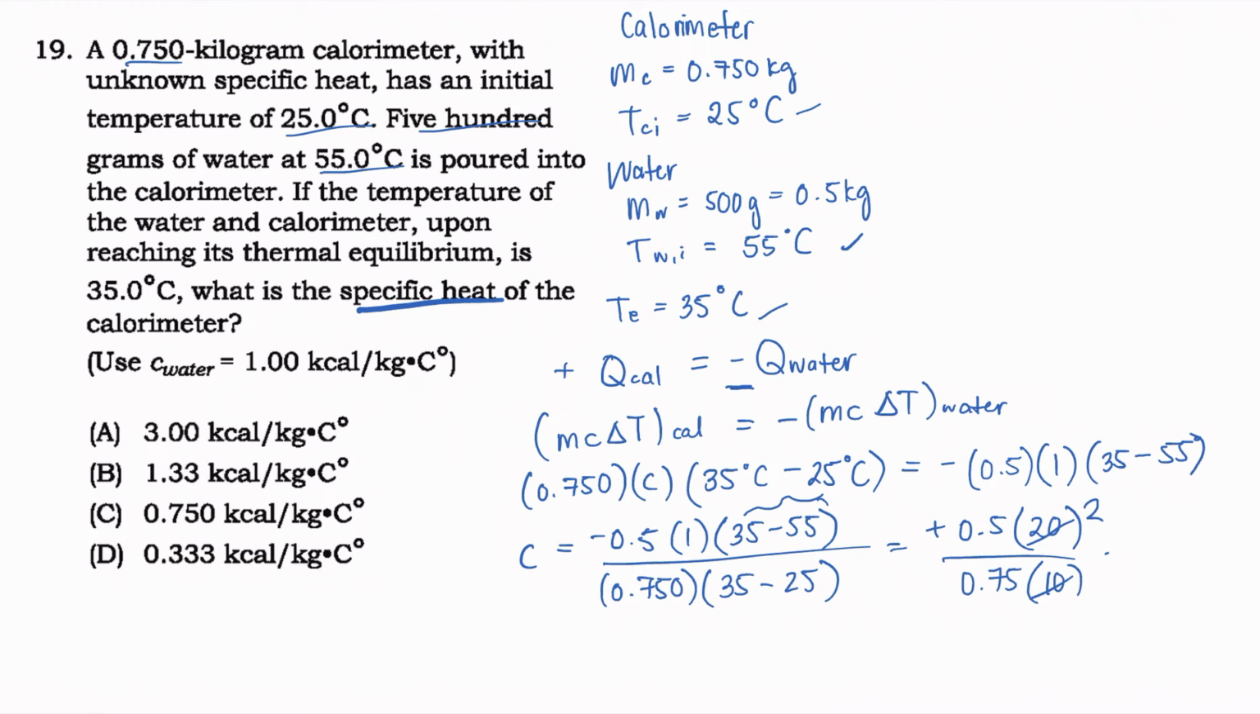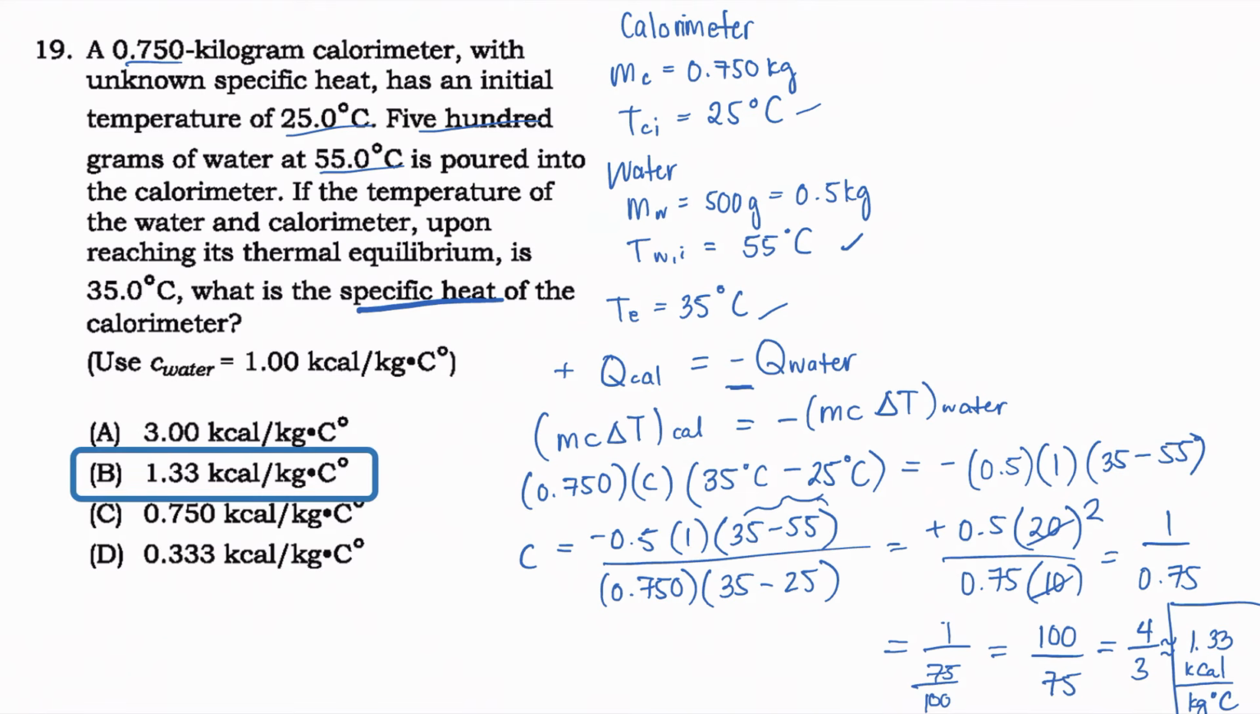And then, kapag sinimplify nyo pa siya, magiging 1 over 0.75 which is also equal to 1 over 75 over 100 equals 100 over 75. Convert to lowest terms, magiging 4 over 3, which is approximately 1.33 kilocalories over kilogram degrees Celsius. So, ito yung final answer.